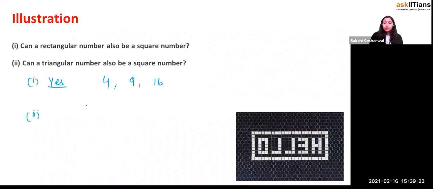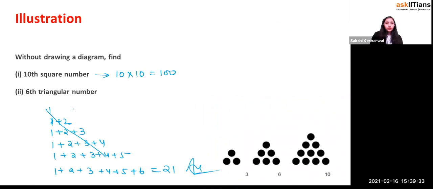Okay, can a triangular number be a square number? So what are the triangular numbers you have? Yes, you can have. There's only one number. If you add it up, this is 1, this is 3, this is 6, this is equal to 10, this is equal to 15, and this is equal to 21.